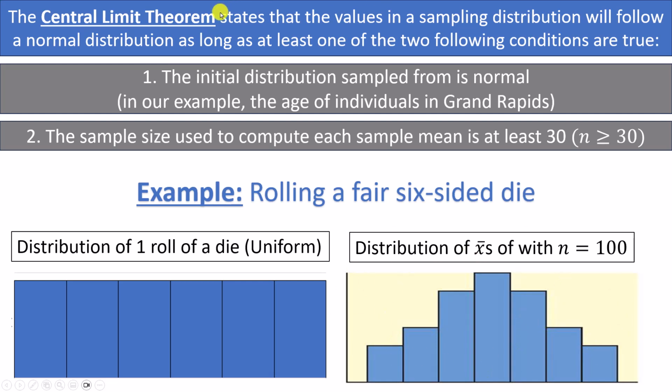Well, based on the central limit theorem, those values in that sampling distribution, since we're plotting sample means, are going to follow a normal distribution not because we met the first condition, but because we met the second condition. We only have to meet one out of these two conditions. Since we're using a sample size that is at least 30, we can state that we're going to have a normal distribution for the mean of those dice rolls.